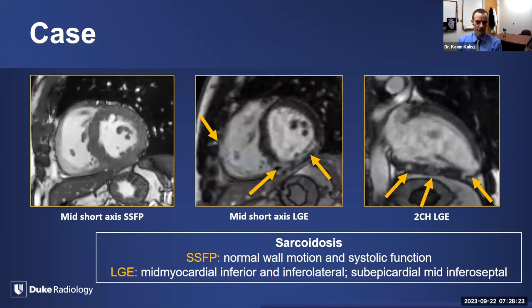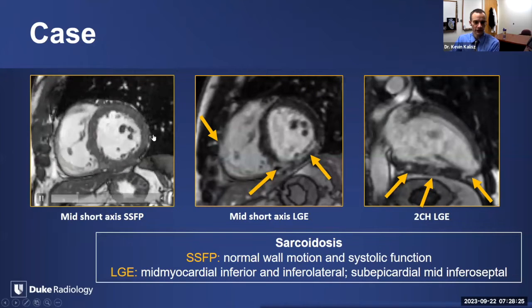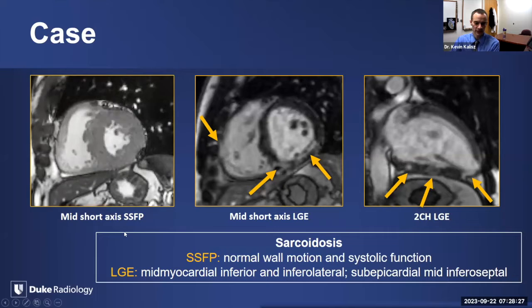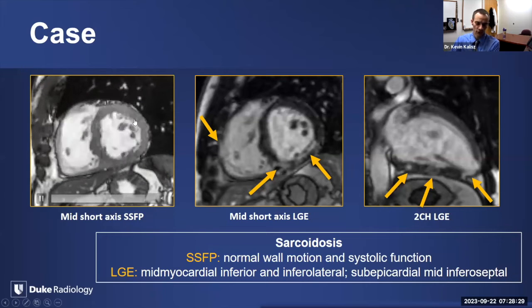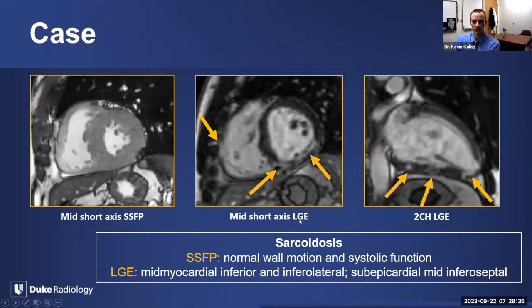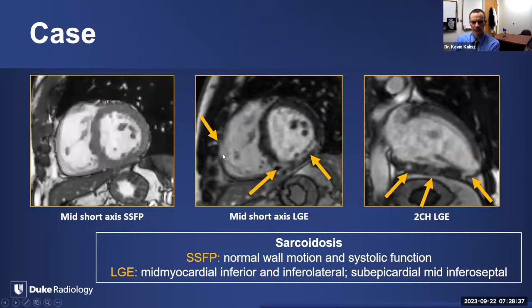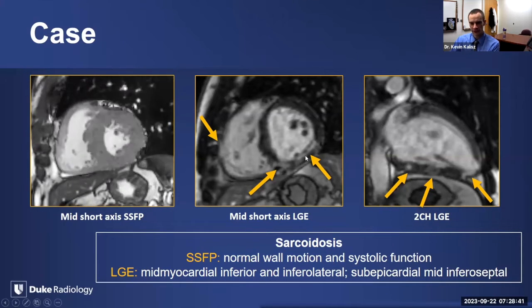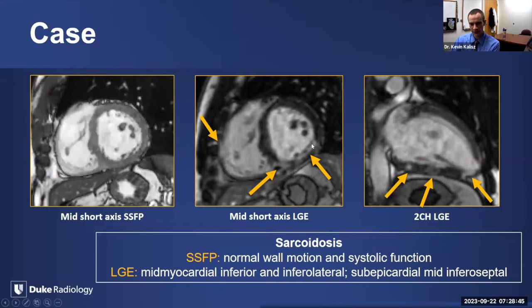So what does sarcoidosis look like? I think this is a pretty good example here. So mid short axis SSFP, actually this is pretty normal, and it very well can be. LGE, however, is abnormal. I'm showing this at a couple different planes here. So the mid short axis LGE, we see a couple of patchy areas of involvement. Here in the mid infralateral segment, we see pretty much mid-myocardial enhancement. We see a sliver of spared subendocardium, and we see some spared normal subepicardium here.